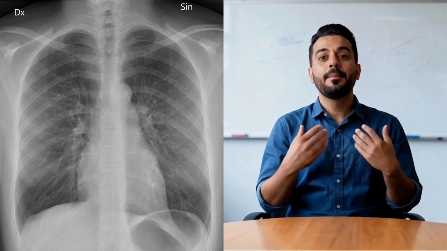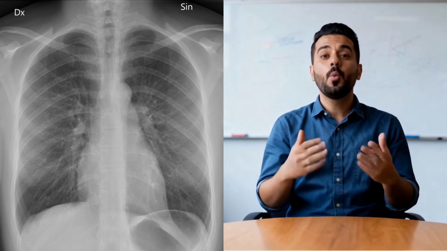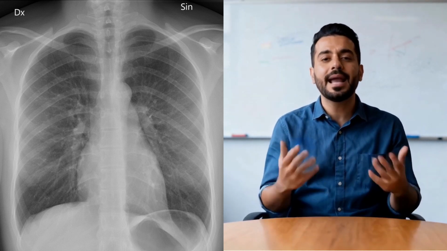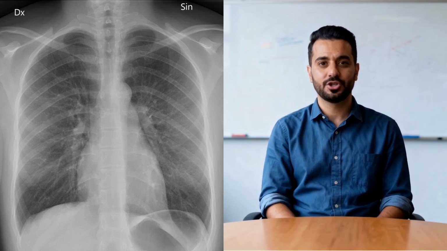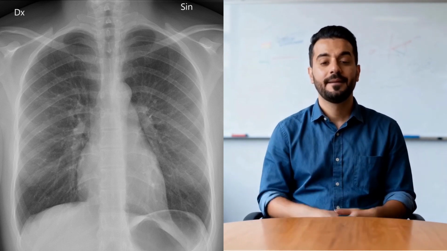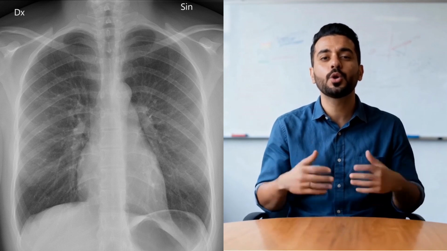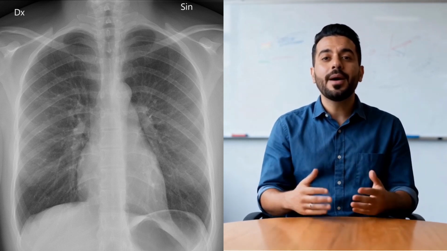Step 4. The mediastinum. Is it a normal width? Is the trachea in the midline? Are the hila, the areas where vessels and airways enter each lung, symmetric? Step 5. The heart. Is it enlarged? Are the borders clear? Now let us see real cases.